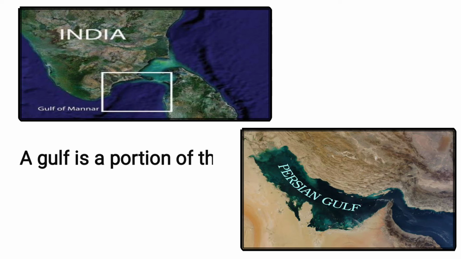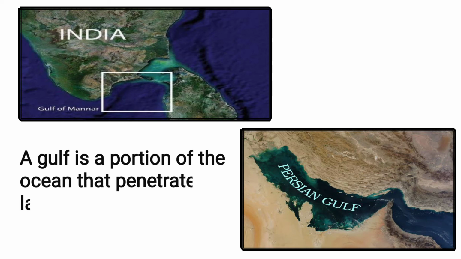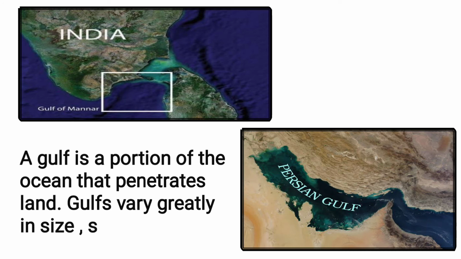A Gulf is a portion of ocean that penetrates land. Gulfs vary greatly in size, shape, and depth. Now, in simple words, a large inlet from the ocean into the landmass, typically with a narrow opening, is known as a Gulf. You can see here this Persian Gulf or the Gulf of Mannar.